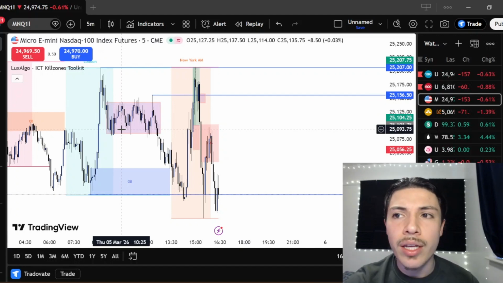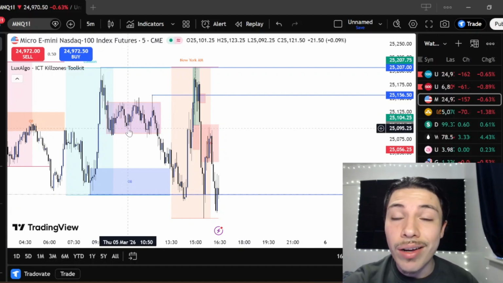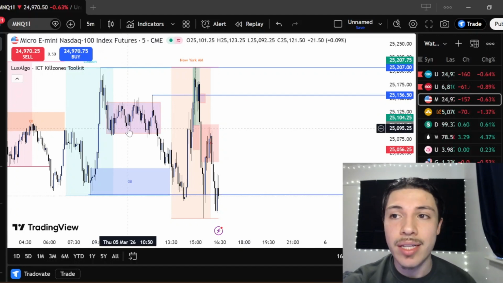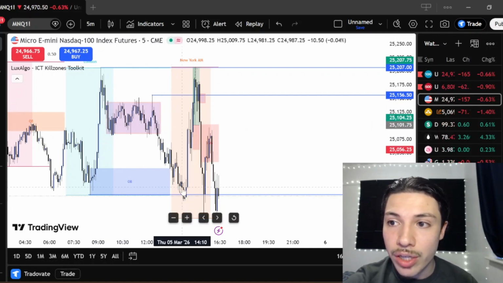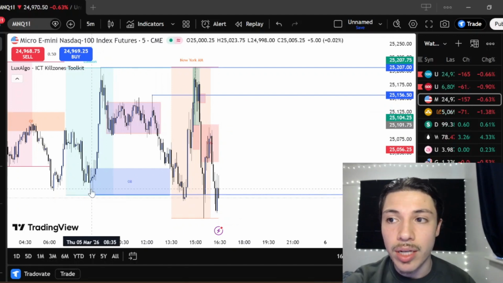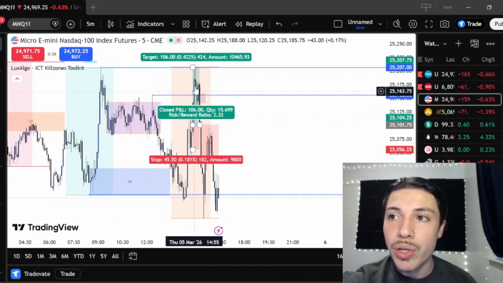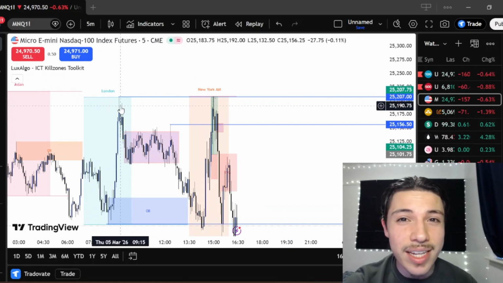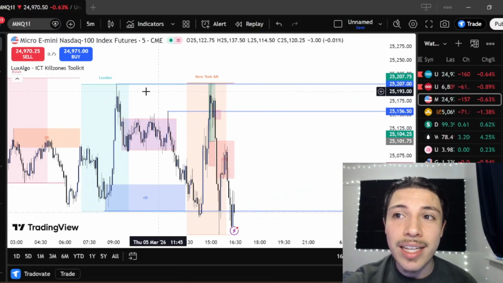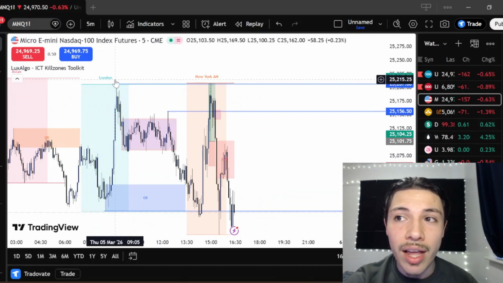What does this tell me? Well, this tells me that we are potentially going to get an AMD setup. And as you can see, accumulation, manipulation down to a key area, which in this case was London lows, and then a distribution towards a strong draw on liquidity, which was London highs. Do you see how this plays out? I wanted buys because I knew that London highs were a draw on liquidity that wanted to get swept.